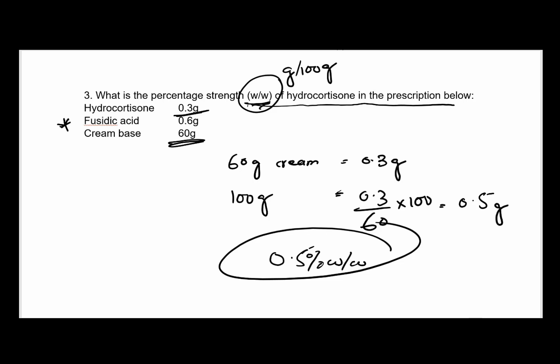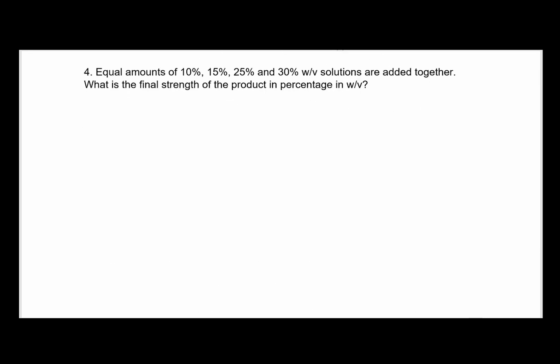Everybody clear? Just remember that weight by volume means grams per 100 mil, and weight by weight means grams per 100 grams. Okay, clear everybody? Okay. Question number 4.